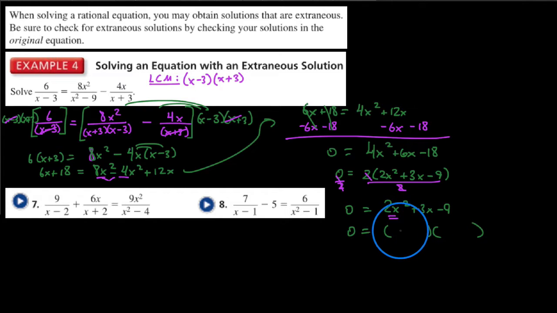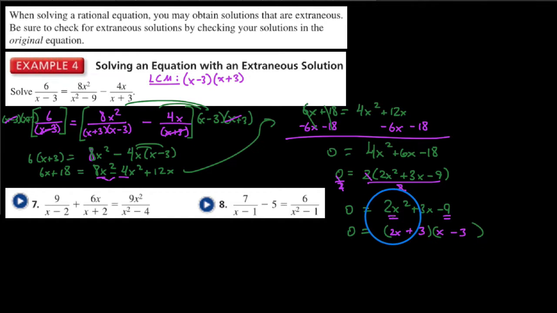One thing we know, in order to get a 2x squared up front, we'd have to have a 2x and x in the front. And in order to get a negative 9 in the back, either it's going to be a positive 3 and a negative 3, or it's going to be a positive 9 and a negative 1, or a negative 9 and a positive 1. I'm going to start by saying, what if we had a positive 3, negative 3?